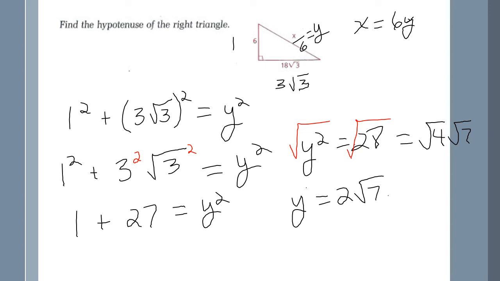Now we've got to convert back. So 6 times y is equal to x. We're looking for x. So x is just going to be 6 times 2, which is 12 square root of 7.